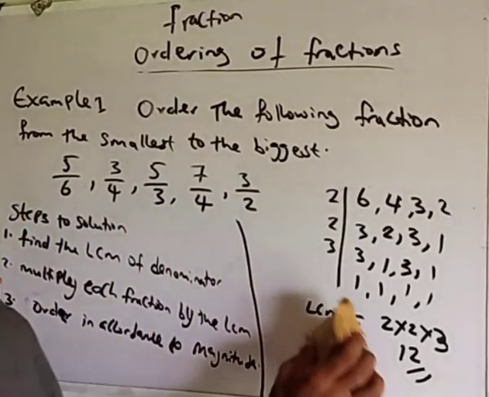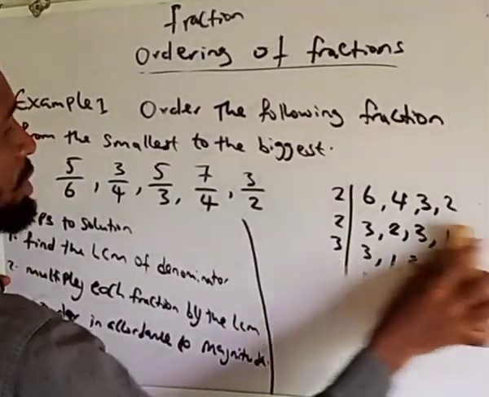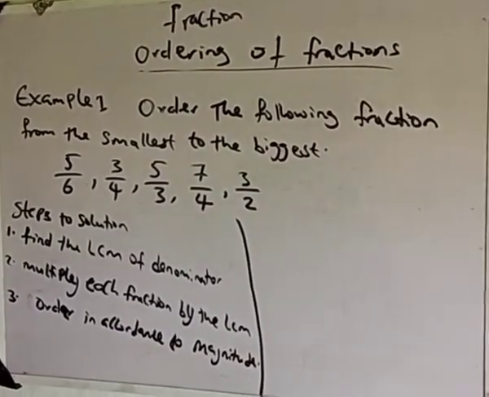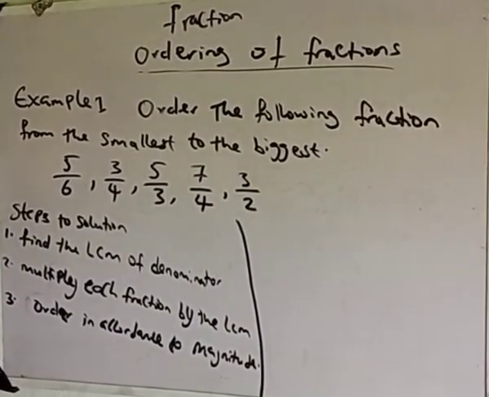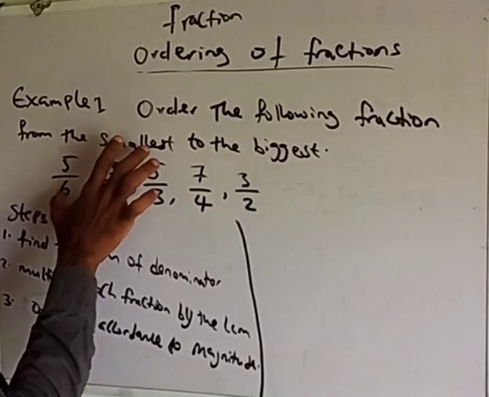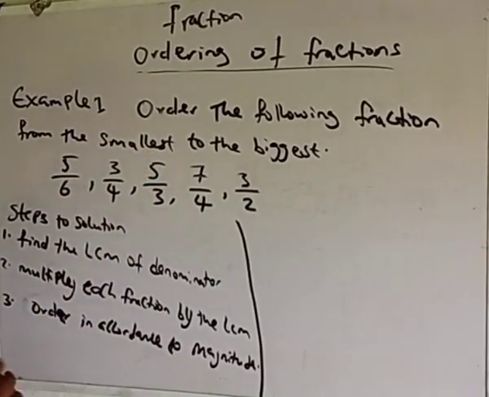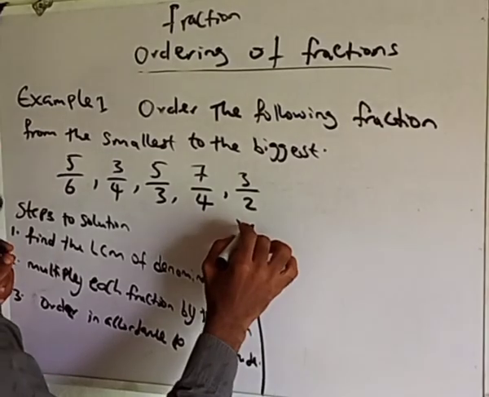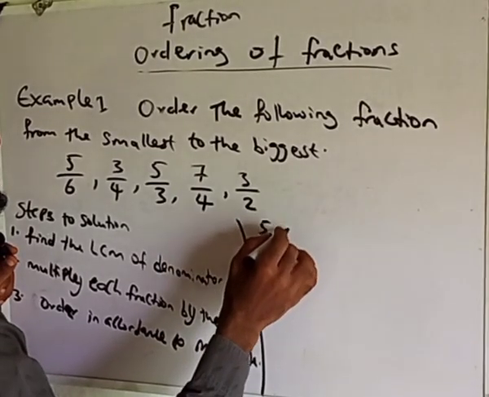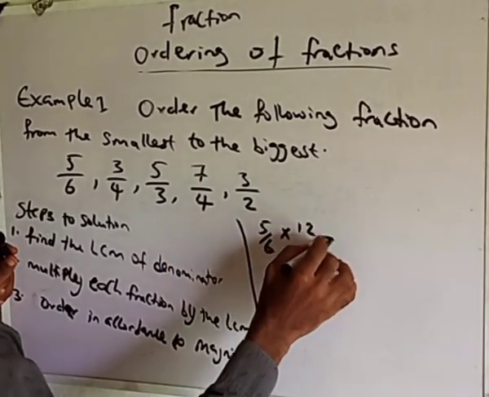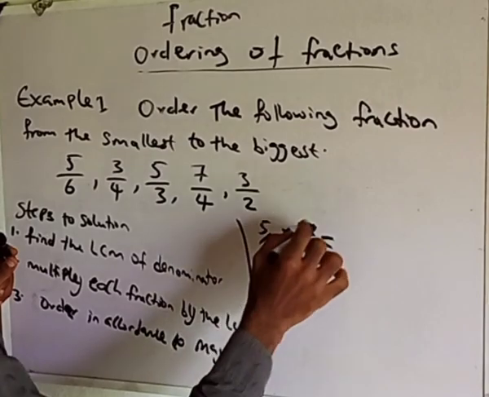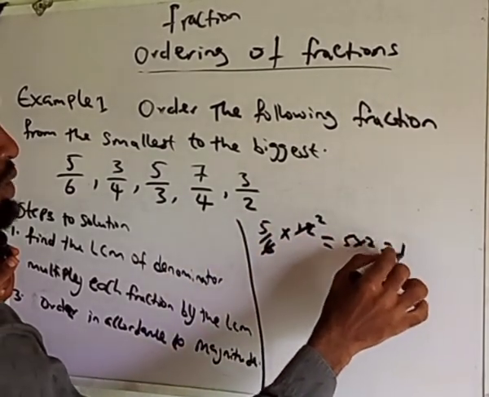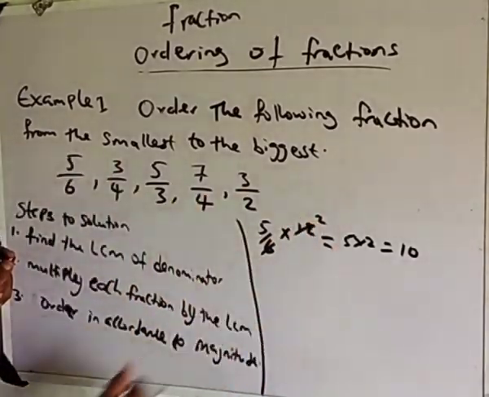Having known this, I'm going to clean this for the sake of space. Having known that the LCM of the denominators is 12, the next thing we have to do is to multiply each of these fractions by the LCM. That is, multiply them by 12. So let's start from the first one. We have 5 over 6 times 12. What will it give us? This 6 will cancel the 12. I have 2 here. So it will give me 5 times 2, which is equal to 10. So the first one results in 10.